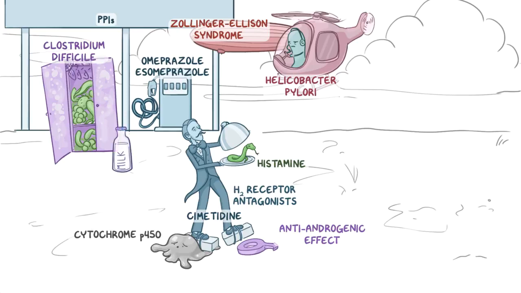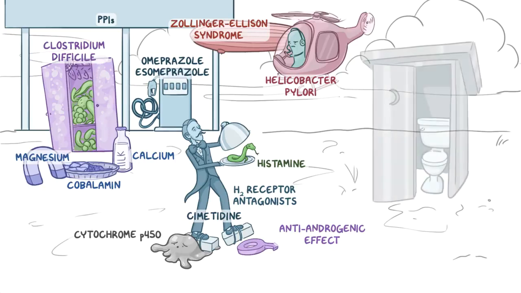On the ground next to it are things that do not get absorbed by the GI, so we have a bottle of milk for calcium, some half-eaten cobbler for cobalamin, and a magnet for magnesium. Speaking of magnets, let's look at the antacids. Let's have a metal outhouse for these drugs since they both contain metal.